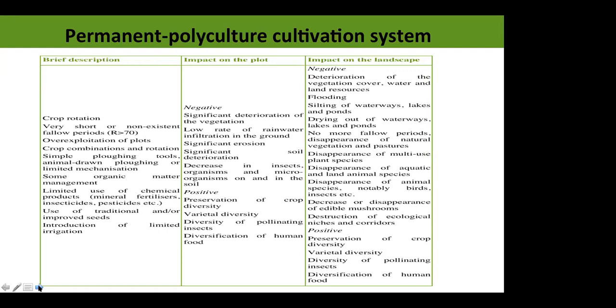Then there's destruction of ecological niches and corridors, because when you are doing the clearing of the land, you want to clear the buffer and everywhere is cleared, and then you want to do your mapping and all this. And all this affects the impact on the landscape of the environment. Now, what are the positive impacts of this system on the landscape? There's preservation of crop diversity, varietal diversity, diversity of pollinating insects, and then diversification of human food also, because it's a polyculture system, it's not a monoculture system. That is why we have diversification of human food.